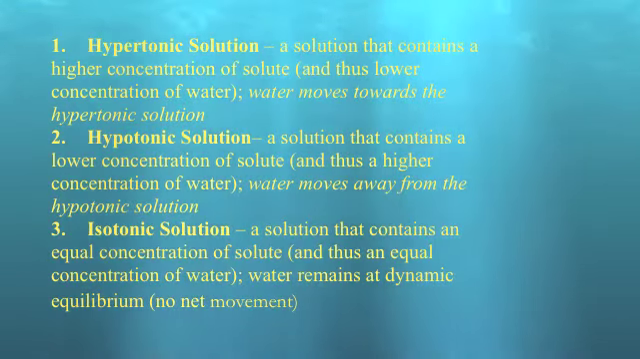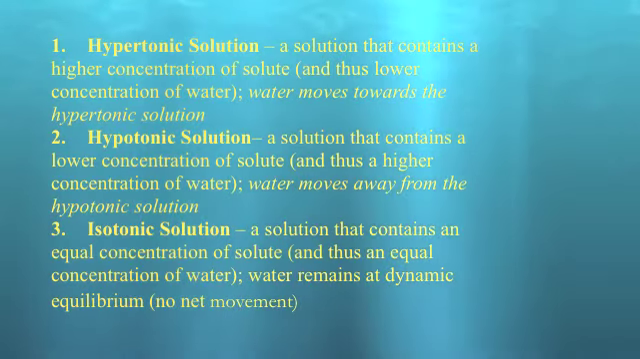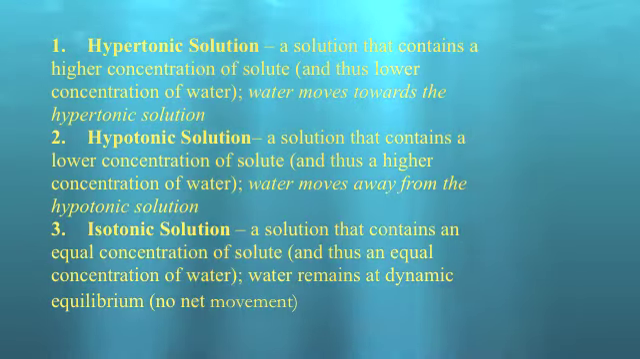Therefore, water is going to move away from the hypotonic solution to try to dilute the cell. And then lastly is the isotonic solution. That's just a solution that contains an equal concentration of solute. Thus, there's an equal concentration of water, and the water is going to remain in a dynamic equilibrium. There's not going to be any movement of the water towards one part of the solution or the other, to go into the cell or out of the cell.